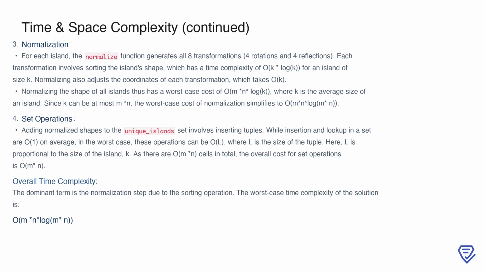Finally, adding these normalized shapes to the unique_islands set involves inserting tuples. While insertion and lookup in a set are generally O(1), in the worst case, inserting a tuple proportional to the size of an island costs k. Across all islands, this step contributes m*n to the overall time complexity. Altogether, the normalization process dominates the runtime, giving the solution a worst-case time complexity of m*n*log(m*n).